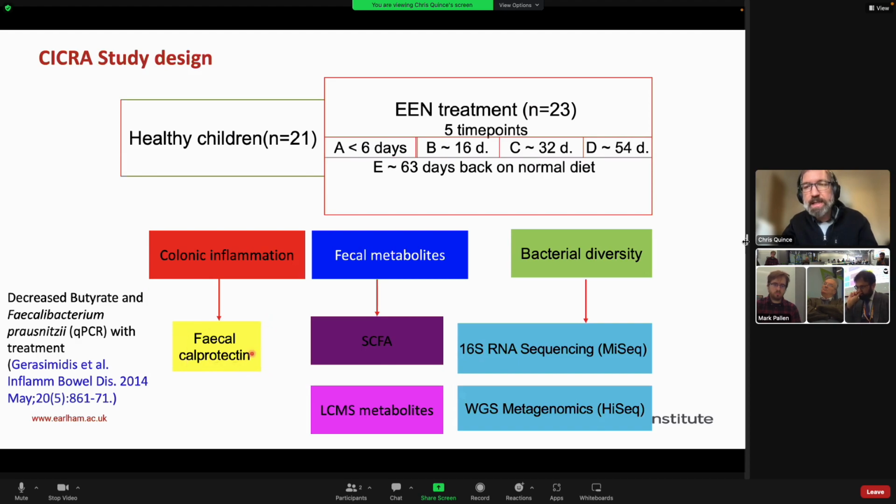We have fecal calprotectin that gives you an overall measure of inflammation. We also have short-chain fatty acids. These are things like acetate, butyrate, propionate. We have 16S sequencing that I'm going to talk about. We also have shotgun metagenomics and LCMS metabolites.